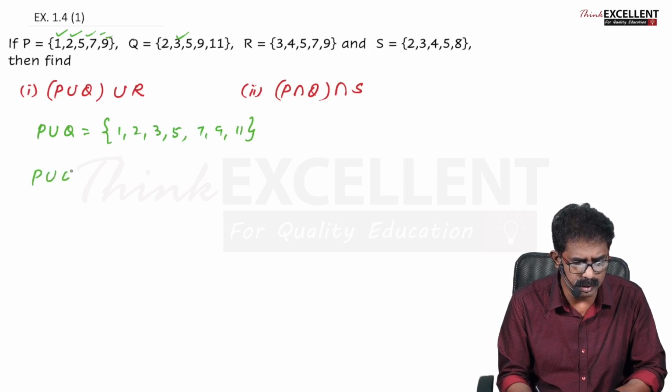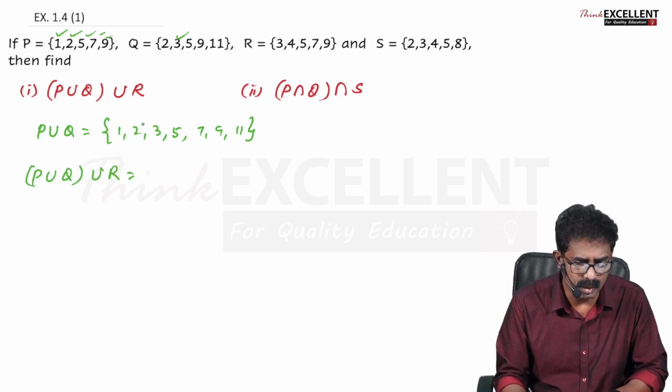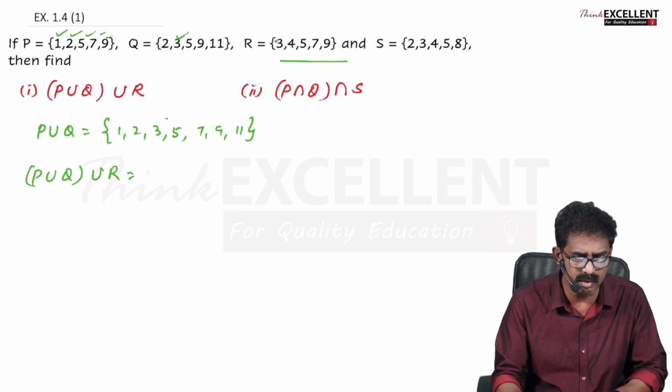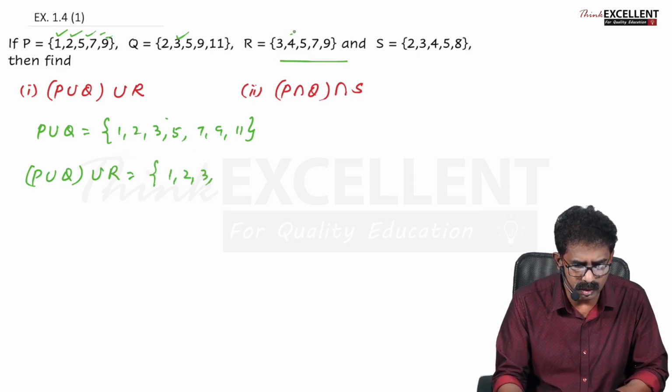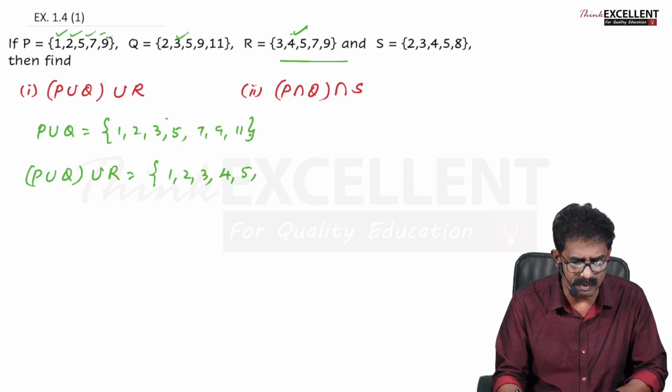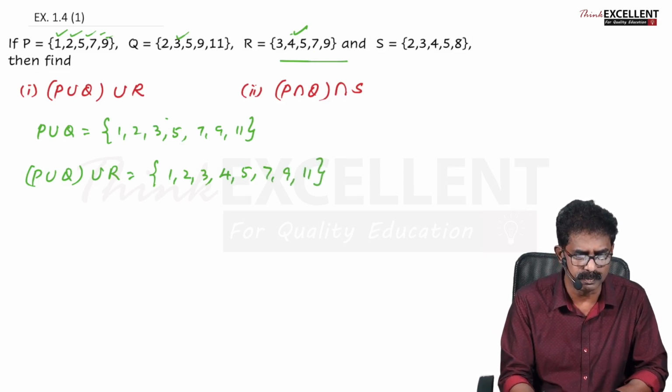Now P union Q union R. With this you attach R also. You already have these elements, the P union Q. With that you attach R also. If anything is left out here, if it is in R, you write that also, right? So 1, 2, 3. 4 is here, no? That 4 also can be included. 4, 5, then 7, 9, then 11. That's all. This is the answer for the first part.